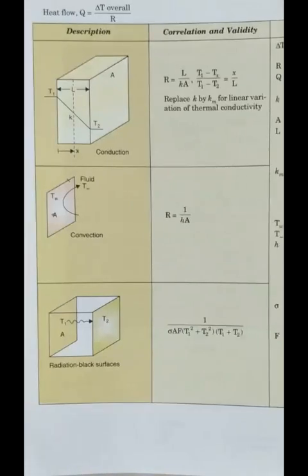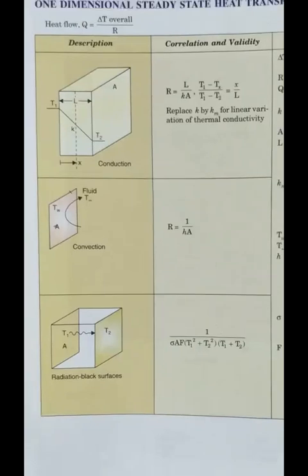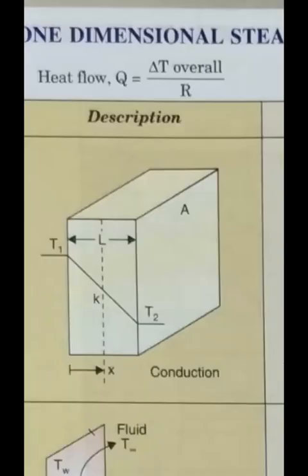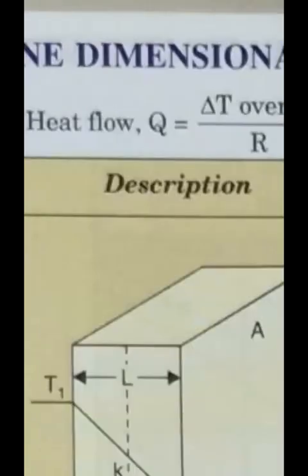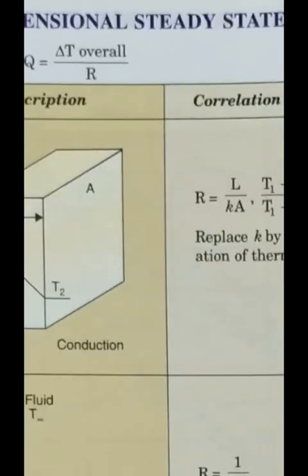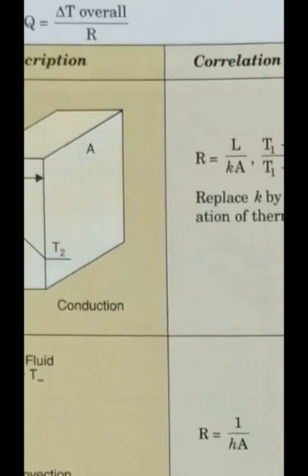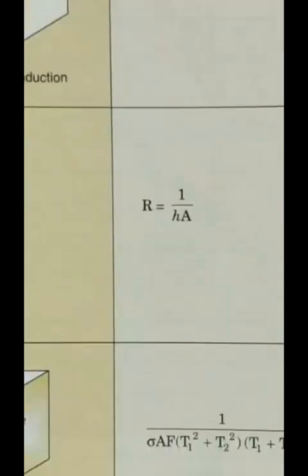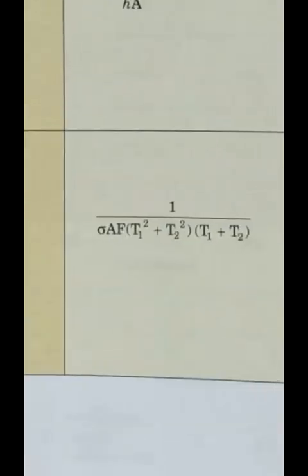This is the expression. No doubt, the value of heat flow will remain constant. The equation you see above: heat flow Q is equal to overall delta T divided by R. This will remain constant whether it is conduction, convection or radiation. If it is conduction, replace R with L divided by K. If it is convection, replace R with 1 divided by HA. If it is radiation, replace R with 1 divided by sigma A F into bracket T1 square plus T2 square into T1 plus T2.